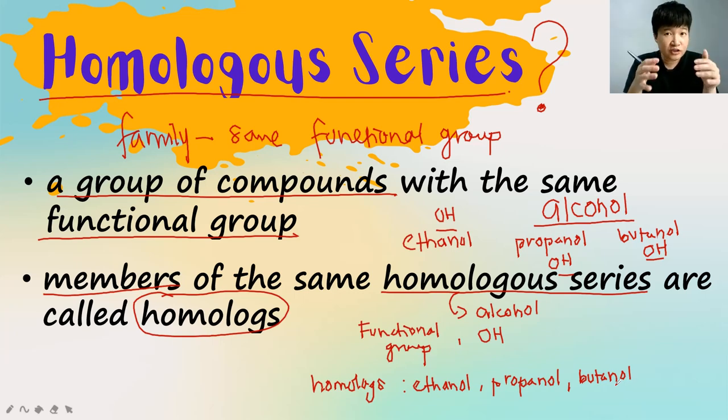So functional groups are the group of atoms or atom that give rise to the character, like OH, like the carbon-carbon double bond, like COOH, your carboxylic acid.